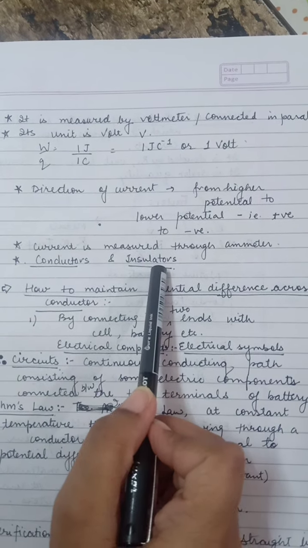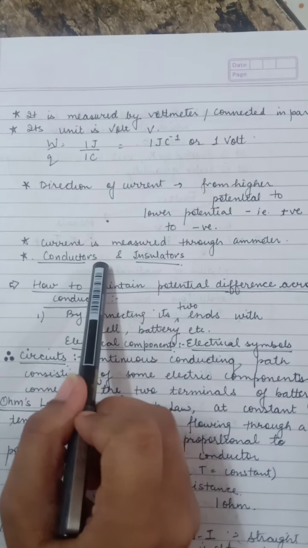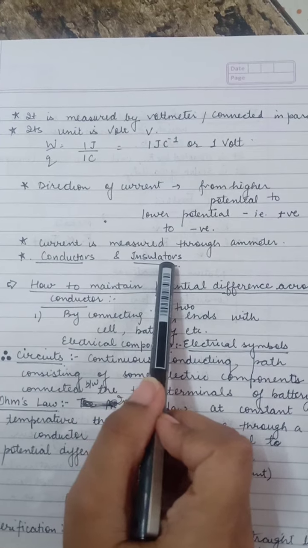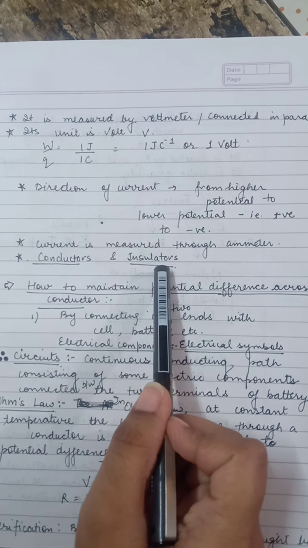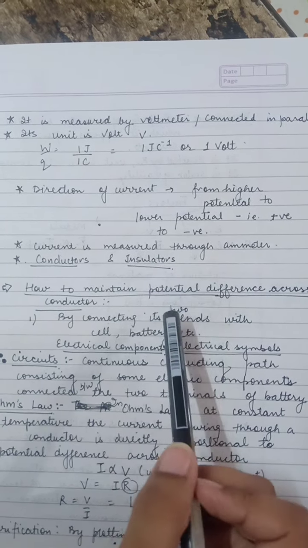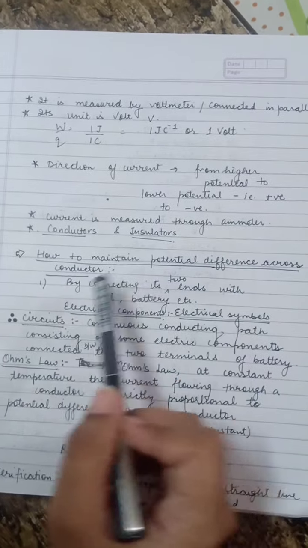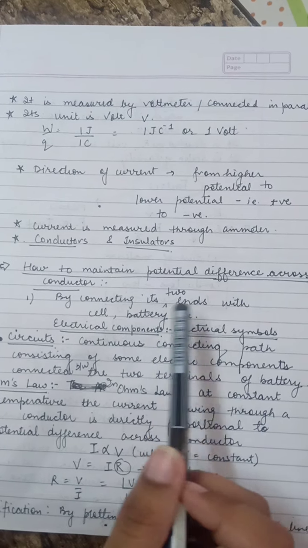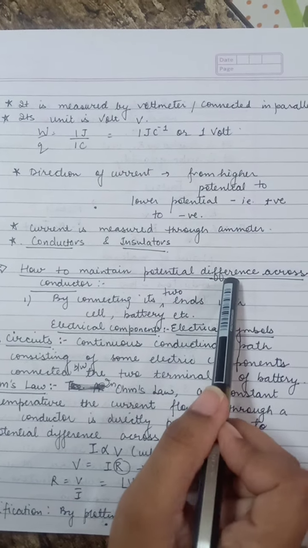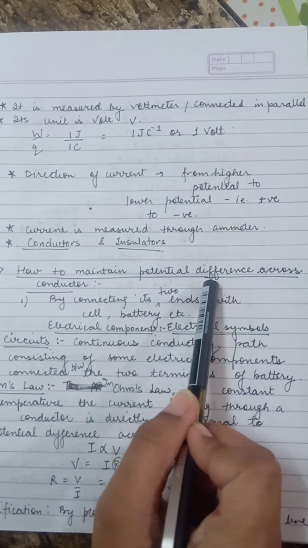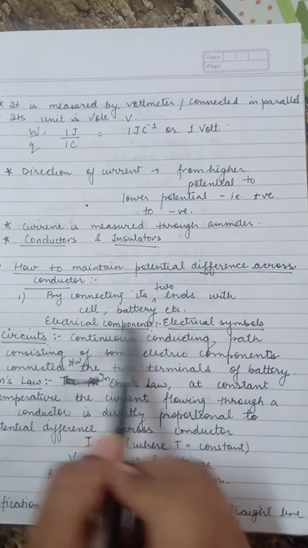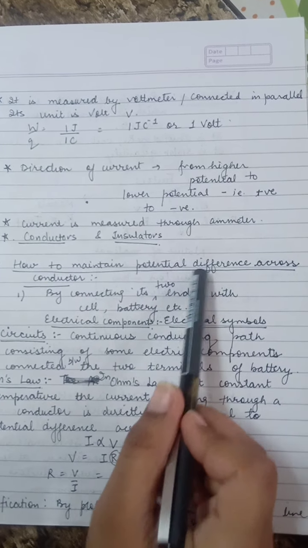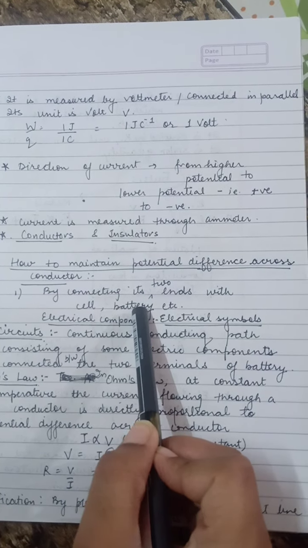Conductors and insulators. The conductors are the ones which allow the electric current to flow through them, and insulators are the materials which do not allow the electric current to flow through them. Now how can we maintain the potential difference across a conductor? By connecting its two ends with the cell or a battery. Potential difference को हम कैसे maintain कर सकते हैं? Because potential difference is necessary for flow of current. Flow of current circuit में तभी होगा जब potential difference maintain रहेगा. And potential difference can be maintained by cell or a battery.